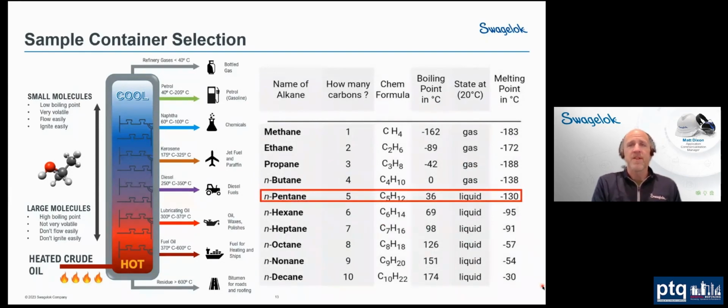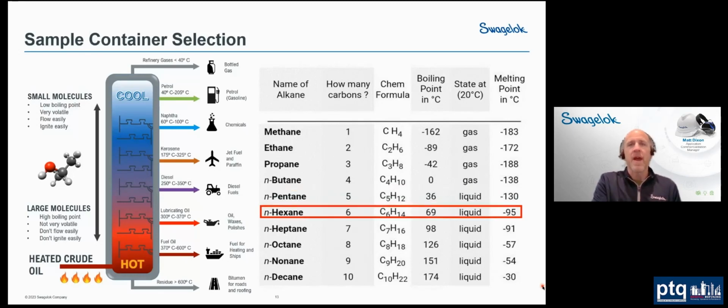So let's look first at pentane. Pentane, look at the boiling point there. You can see it's a 36 degrees C boiling point. That's relatively low. Even here in Cleveland, Ohio, where I'm at, it does occasionally get up to 36 degrees C. We would definitely consider that to be a volatile liquid.